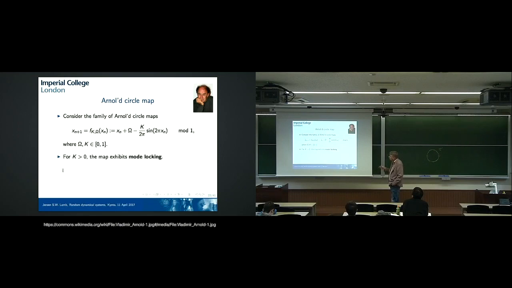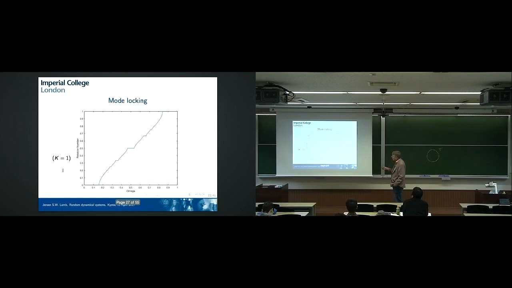So we have these two parameters. One is the non-linearity, basically steering away from the uniform rotation, and omega sets the base speed of rotation, even though it's a non-linear rotation. Now, famously, this map shows mode locking. Here you see a numerical experiment of what happens. Here's omega, the rotation speed, and here's k, the non-linearity.